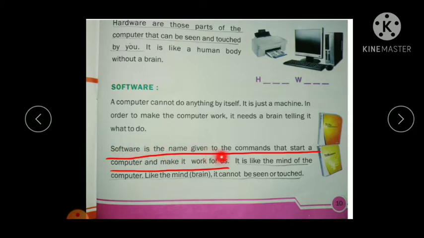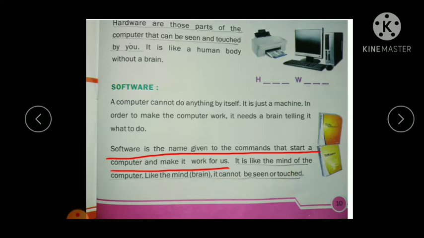Software is the name given to the commands that start a computer and make it work for us. It's like the mind of the computer. We can't see our mind, and we can't touch our mind. In the same way, we can't see or touch the software of the computer.